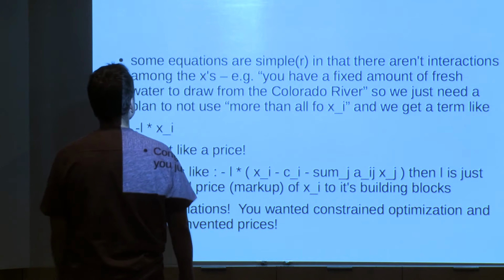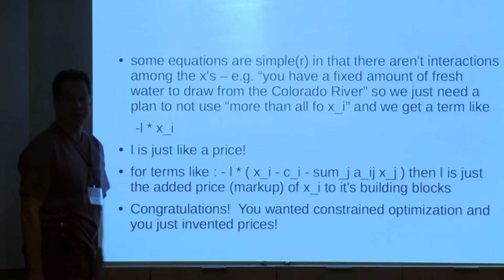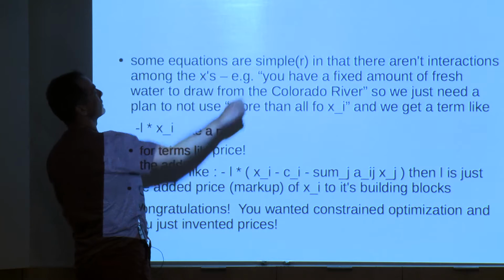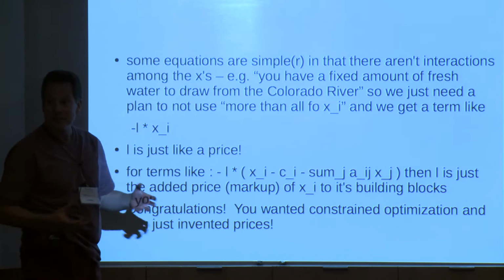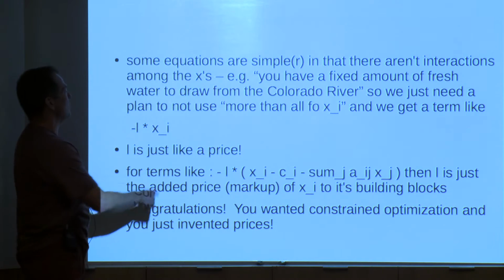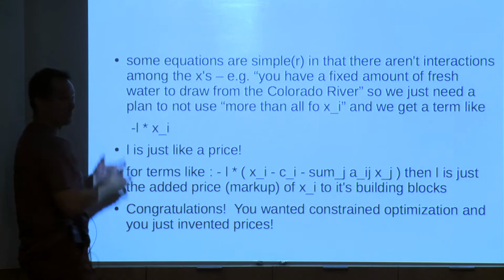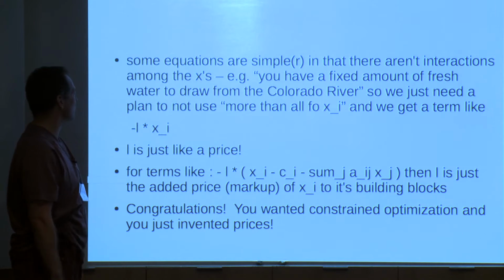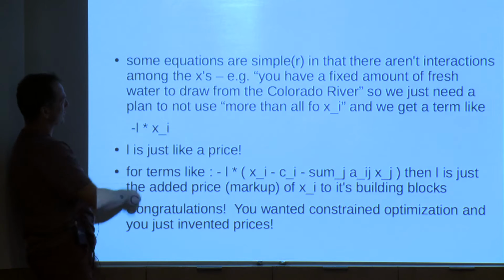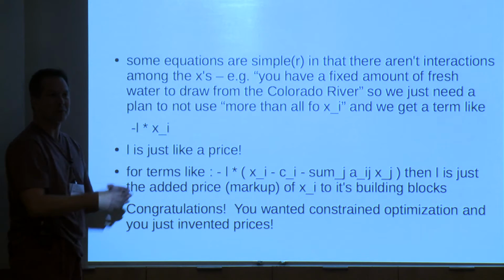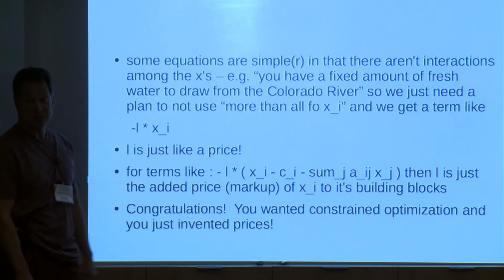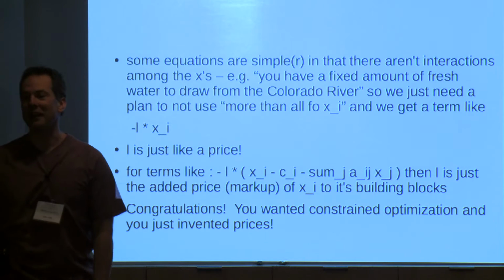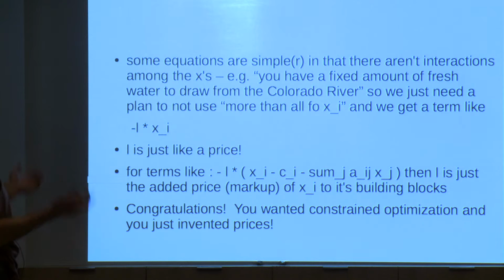But if you think about what you're doing here, some of these constraints are the simplest thing. Like, there's only so much fresh water coming out of the Colorado River that you can use for your agriculture. So you're just going to put a coefficient in front of this scalar thing. It's not a complicated relationship. So in my utility function, I have minus some number times an amount of something. Well, that number is just like a price, right? That's how it works in an economy. The way we know that we're not going to use more than there is of something is the price goes up until the demand does not exceed the supply.